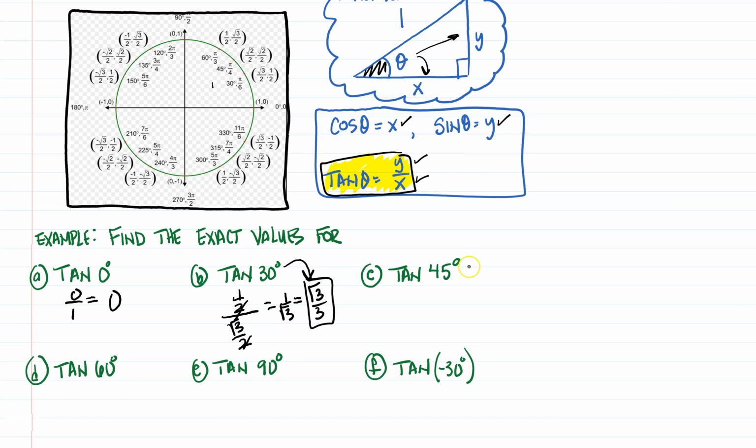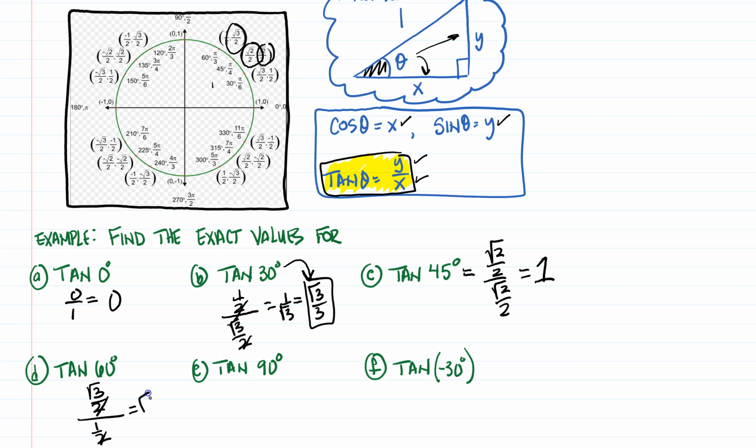How about 45 degrees? Again, we want the y value to the x value. So it's going to be rad 2 over 2 divided by rad 2 over 2. Well, look at that. If I have the same thing divided by each other, I just get a value of 1. Let's look at 60 degrees. Again, we want the y value, which is rad 3 over 2, divided by the x value, which is 1/2.